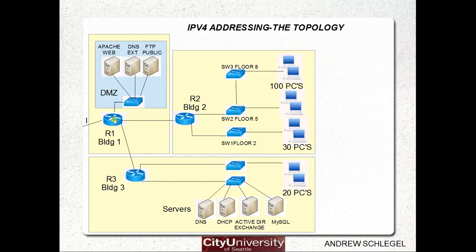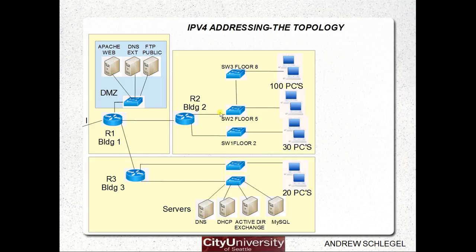So router 1 is in this building, and then off of this interface we have an area called the DMZ, okay? And in that DMZ we have various servers: an Apache web server, a DNS external server, and an FTP public server. Okay, so then we're going to run over to building 2, and in building 2 we've got a network coming off of this router going into these 2 switches, and there's 100 PCs between these 2 switches.